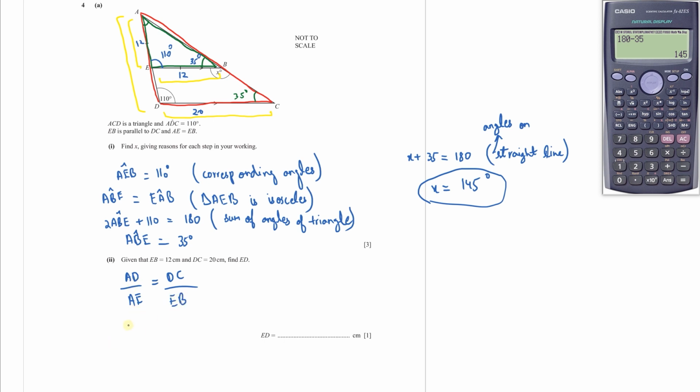So AD is what we need to find. So AD over AE is 12. DC is 20 and EB is also 12. So this gives us AD equals 20 into 12 and then divided by 12. So AD is 20. So this full length is 20. This length is 12. So ED is what? ED will equal AD minus AE. AD is 20, AE is 12. So ED will be 8 centimeters. So that is how you'll find this length ED.